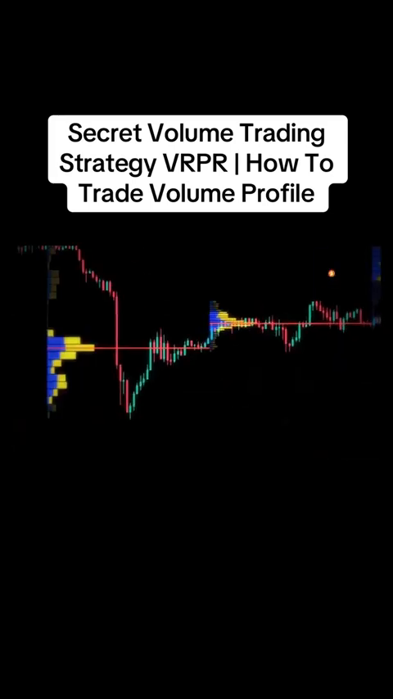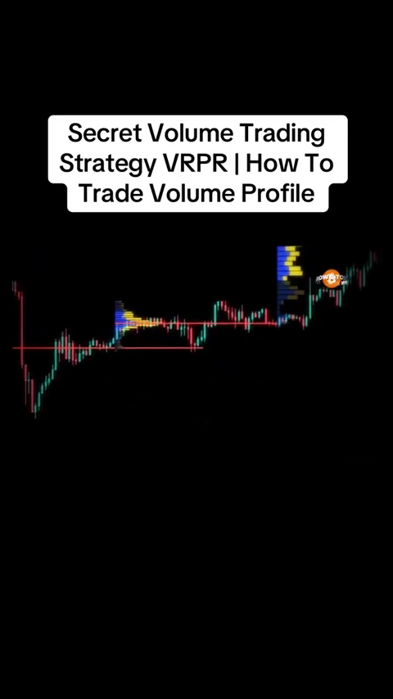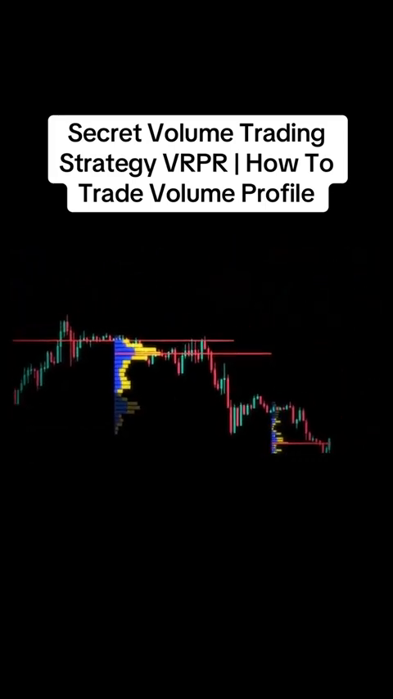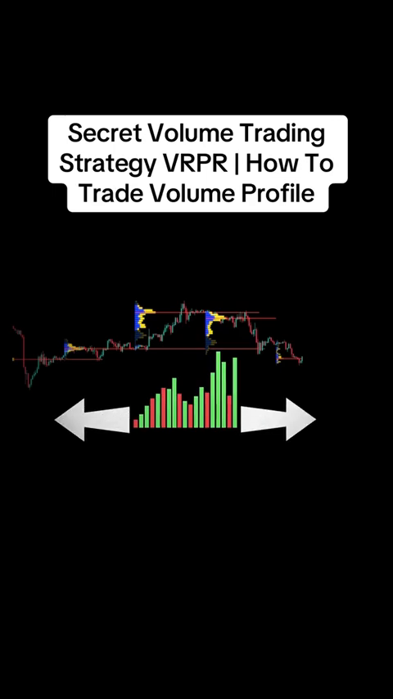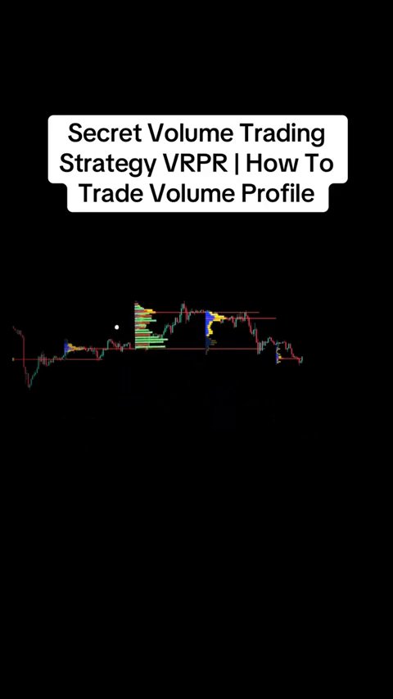The volume profile is a versatile tool used by traders to analyze the volume traded at each price level within a specified time frame. Unlike traditional volume indicators that show volume over a fixed period, Volume Profile displays volume distribution vertically on the price chart.